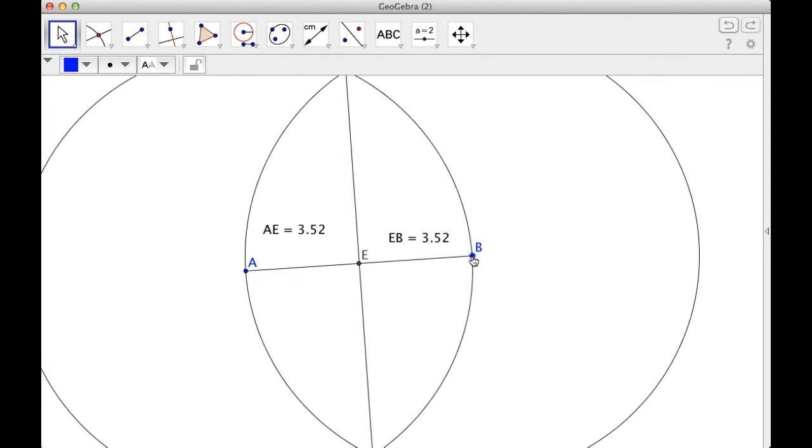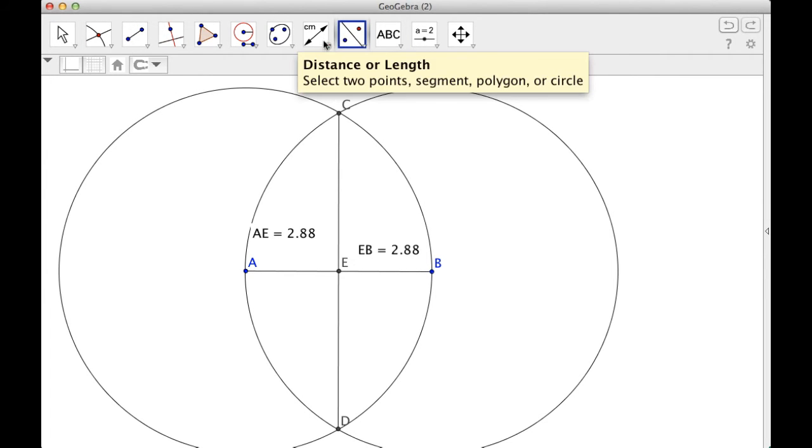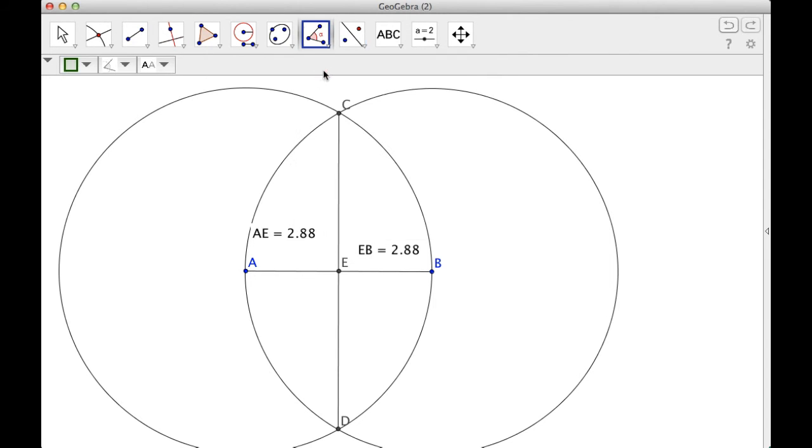And then a further claim that I made was that this segment here, CD, is actually a perpendicular bisector. The way that I'm going to show that is by measuring some angles. So if I go up here and click angle, I'm going to go from B to E to C. That's a right angle right there. And since that's a right angle, and it goes through the midpoint, it's the perpendicular bisector. And that's pretty good.